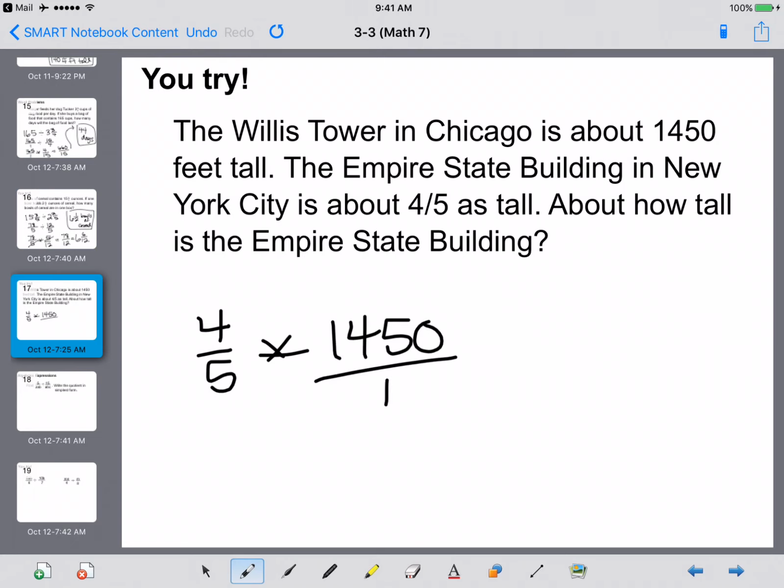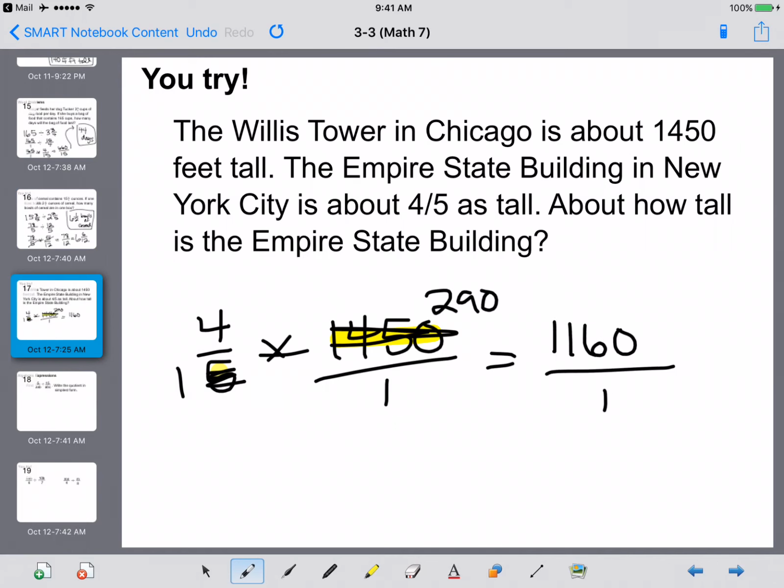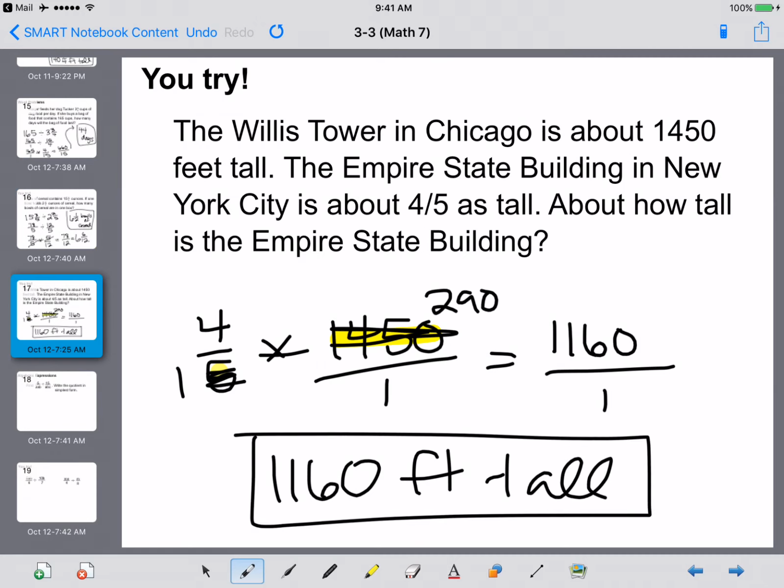We're going to take our 1,450 over 1, so we can multiply straight across. Or we can even simplify. 5 goes into 1,450, so things that are opposites, you can break down. So 5 goes into 1,450 290 times, and 5 goes into 5 1 time. So now we just multiply straight across. 4 times 290 gets us 1,160. 1 times 1 is 1. So 1,160 feet tall is how tall the Empire State Building is.